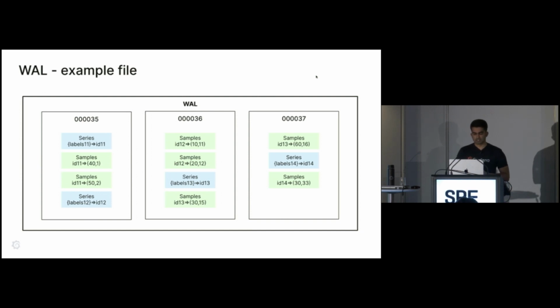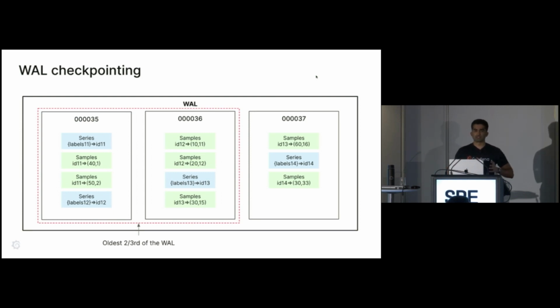So the first three are like label 11, like ID 11, then 12, then 13, then 14. So we do something called checkpointing. In checkpointing, we choose the oldest 2/3 of the RightHeadLog. After we do the head compaction, we do this checkpointing.